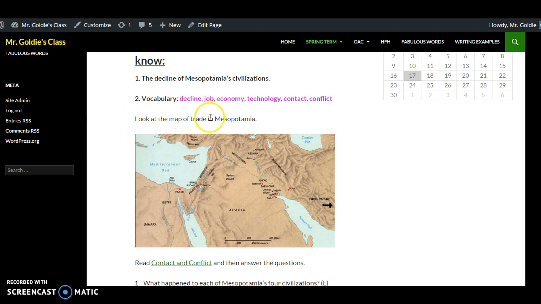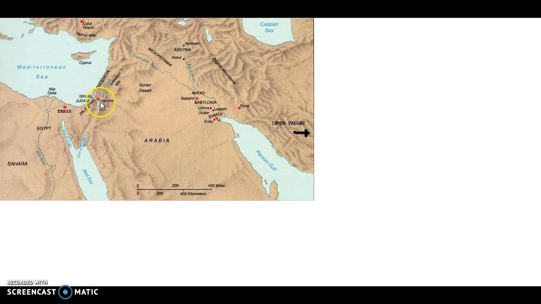So first, let's look at the map of trade in Mesopotamia. Click on here. We can see these little red dots here. Here is Mesopotamia, right? So in these areas, people traded food and other goods with each other. These were the main places for trading. You can also see way over here in Israel and in Egypt as well, they traded with the Egyptians. You can also see up here in Greece.